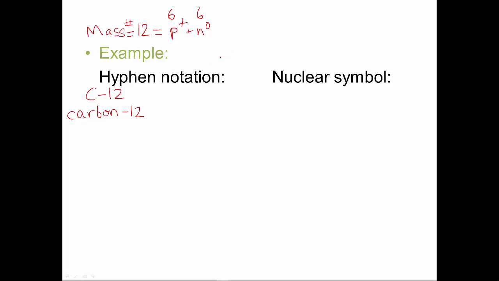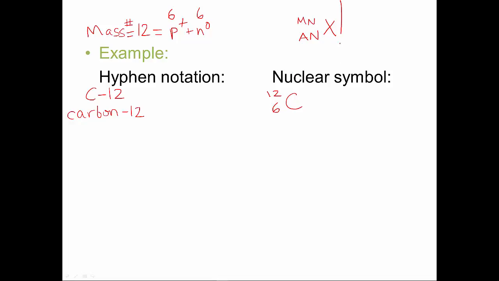We can write this as a nuclear symbol or isotope symbol where we take our element symbol like this, put the mass number on top and the atomic number on bottom. So an example or general case would look like this. X is our element, the mass number up here, and the atomic number down there.